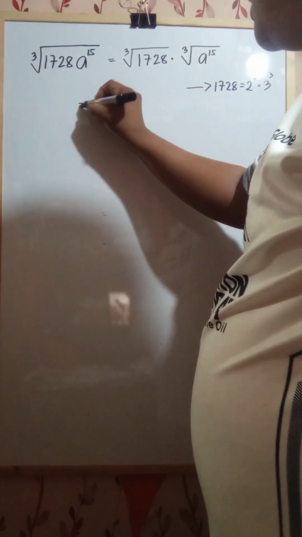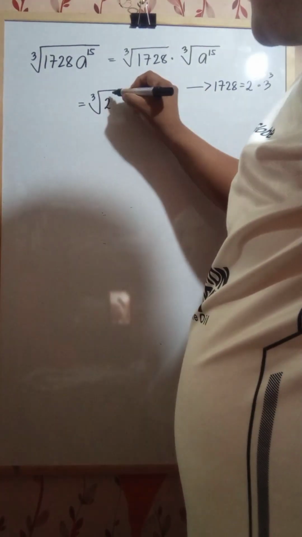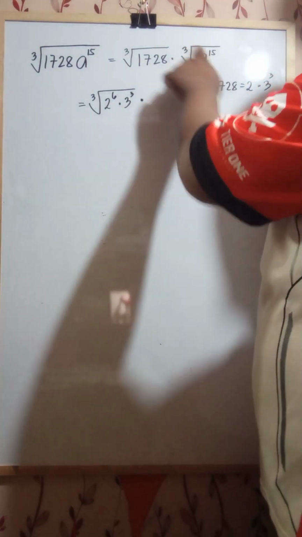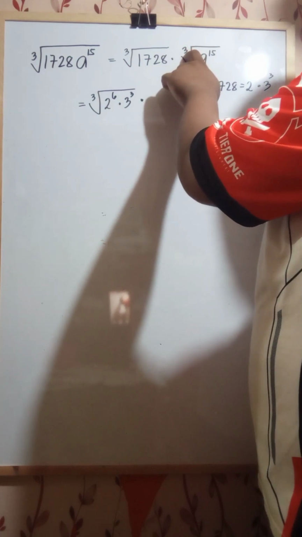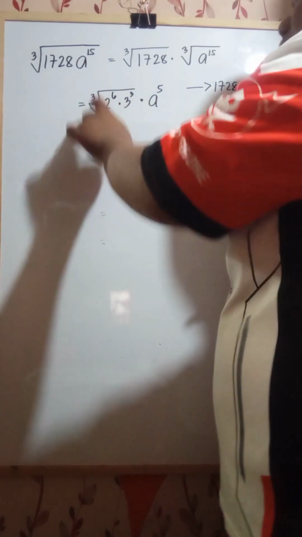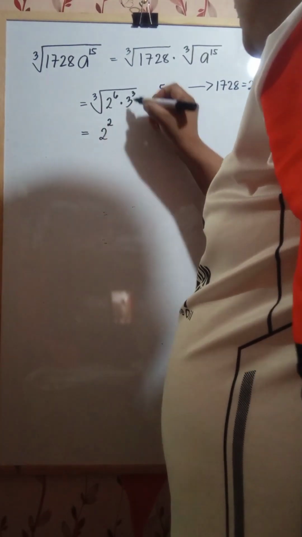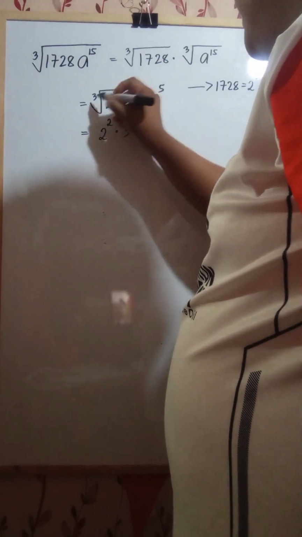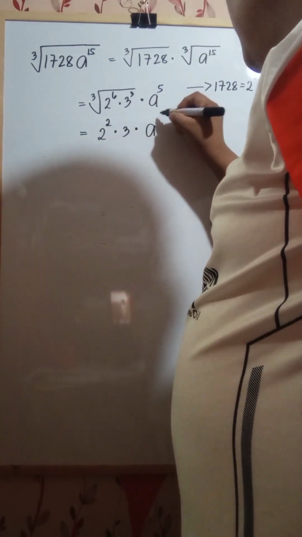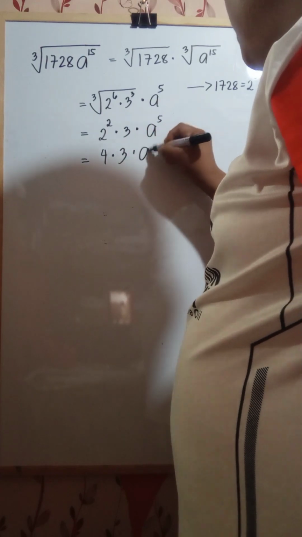So that is equals the cube root of 2 to the power of 6 times 3 cubed times, extract this one, 15 divided by 3, that is 5, so copy the a, then 5. Then we extract by dividing the exponents by the index. First, copy the 2, then 6 divided by 3 is 2. Then times 3. 3 divided by 3 is 1, so there's no need to put 1 here. Then times a to the power of 5. Then 2 squared is 4, then times 3, times a to the power of 5.